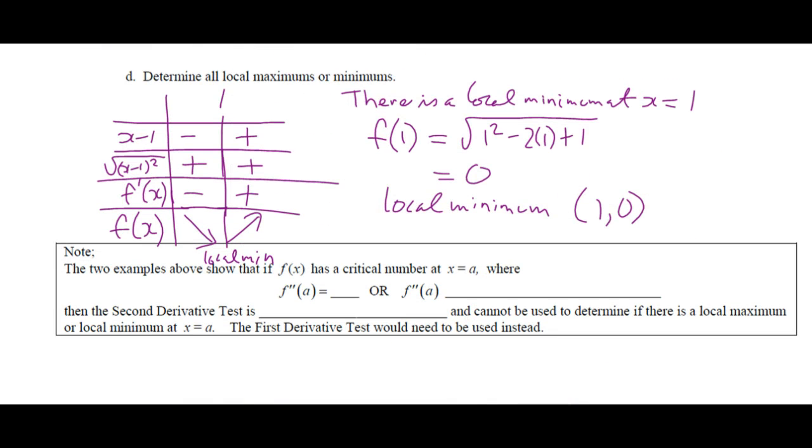The two examples above show that if f of x has a critical number at x equals a, where f double prime of a is equal to 0, and being as there's enough space, I'll actually write that all out, then the second derivative test is, word for the day, inconclusive.